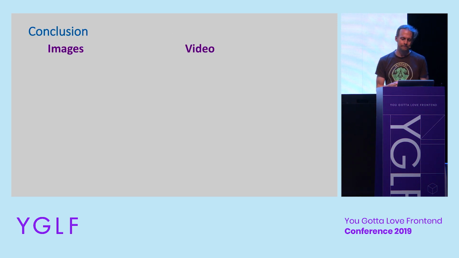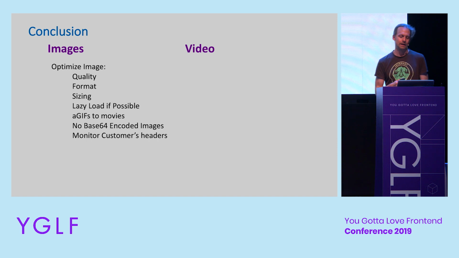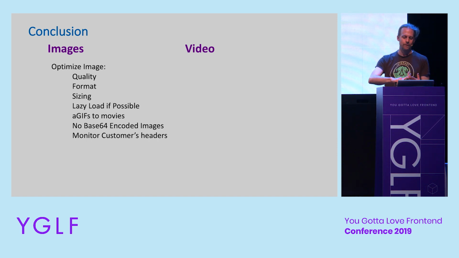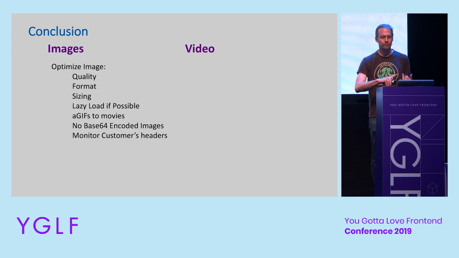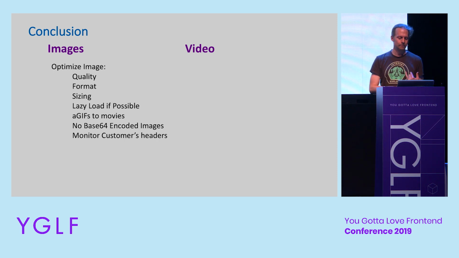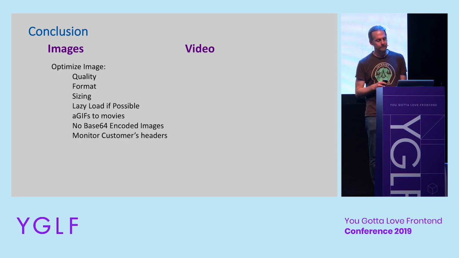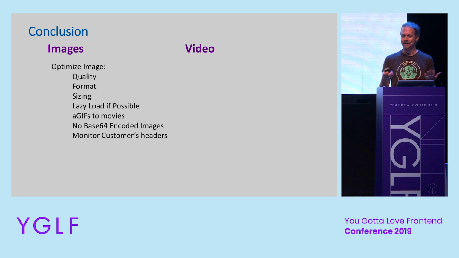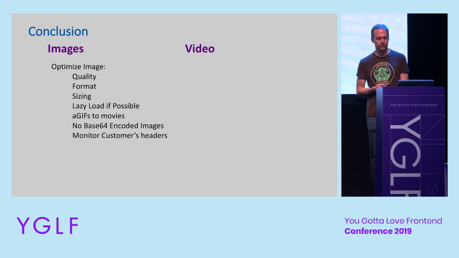So in conclusion, I've got some images stuff here, and we can talk about videos really quickly. But we should look at optimizing the quality, format, resize your images. We should lazy load if possible. Turn all your animated GIFs into movie files. Don't base64 encode the images. And monitor your customers' headers. Because if they're saying, I want less stuff or my network connection can't handle it, don't deliver it to them.